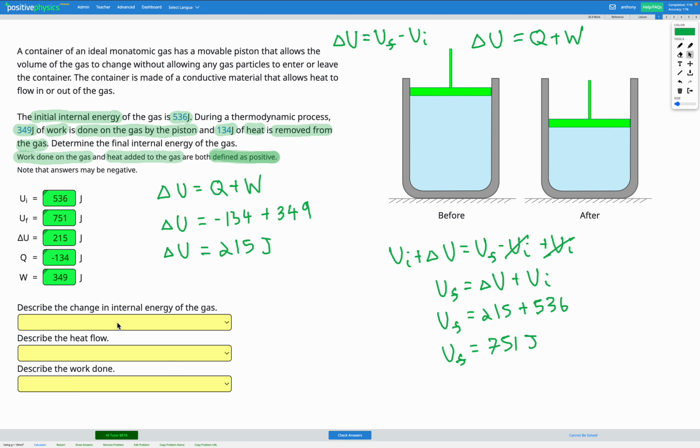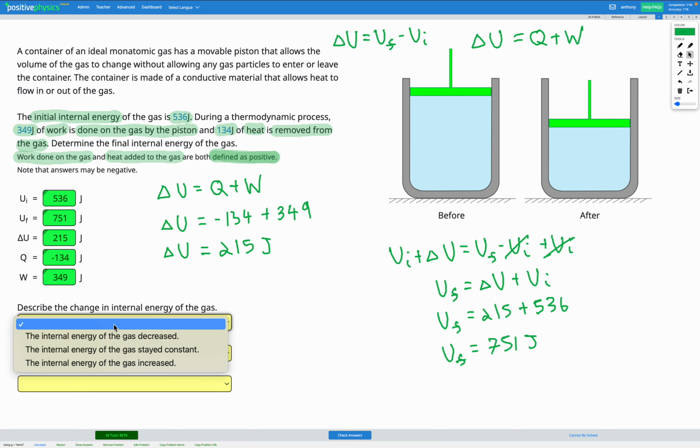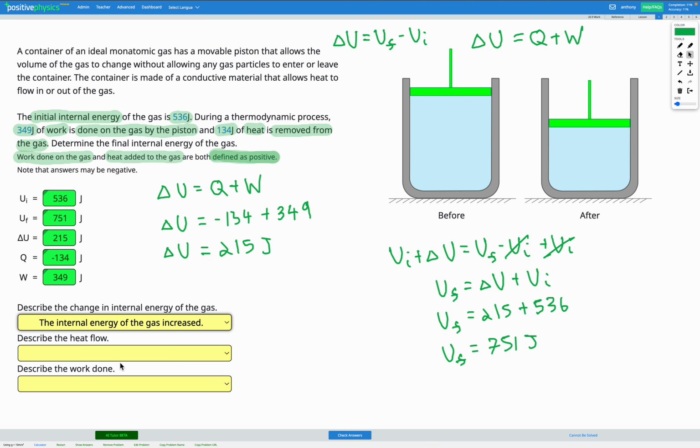Now we can go ahead and answer these 3 descriptive questions explaining what's happened. So firstly, to describe the change in the internal energy of the gas. Well, we know our delta U was positive. That means we had a positive change in energy. And we can see that as well from our UI, our initial, to our UF, our final, the energy increased. So the internal energy of the gas increased in this situation.